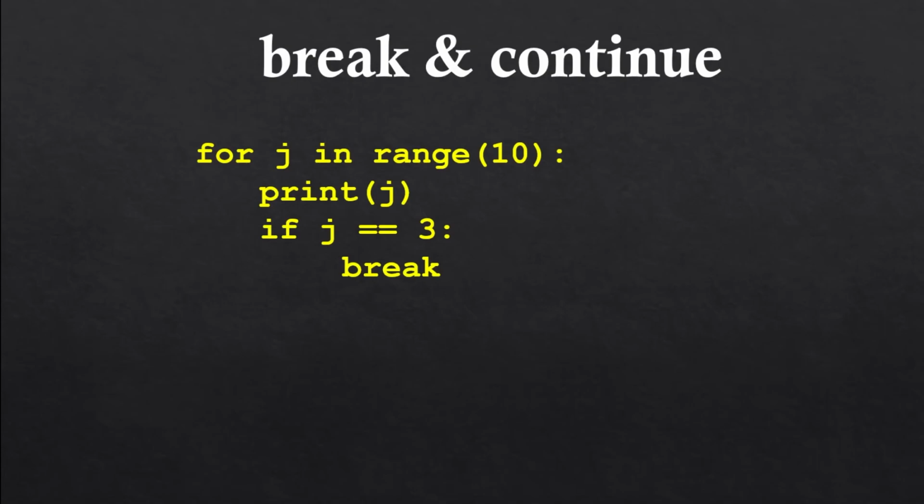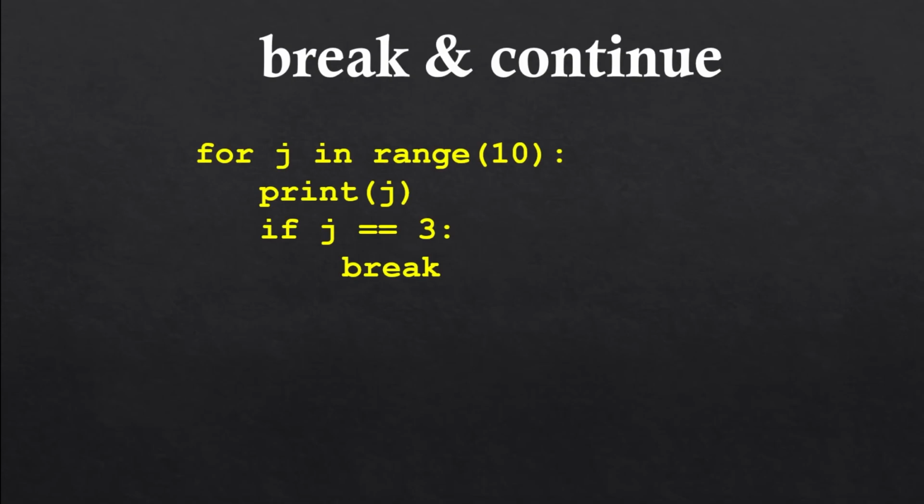For example, for j in range 10, print j. If you just stop here and print j, you'll print 0, 1, 2, 3, 4, 5, 6, 7, 8, 9. However, if you see this line at the bottom, if j equals 3, you will break. When you break, you essentially break out of the entire loop. That means you stop the entire loop.